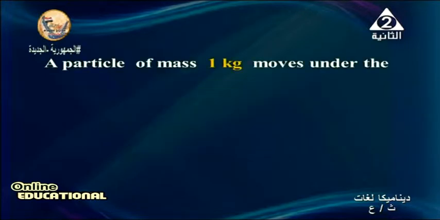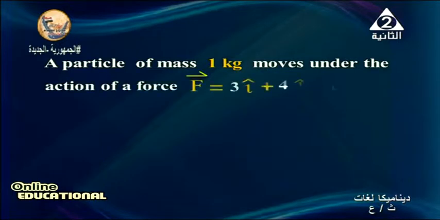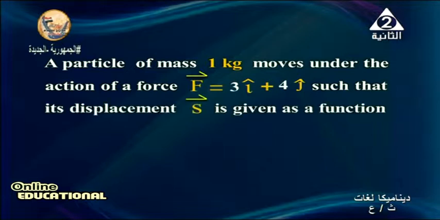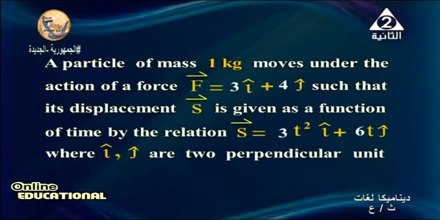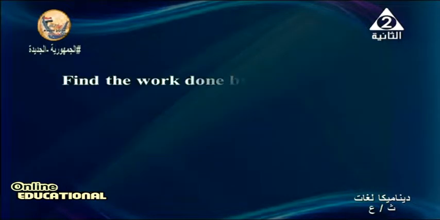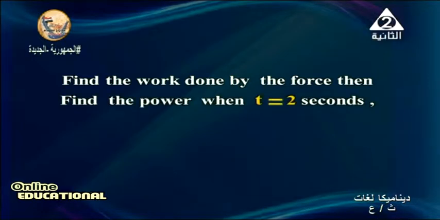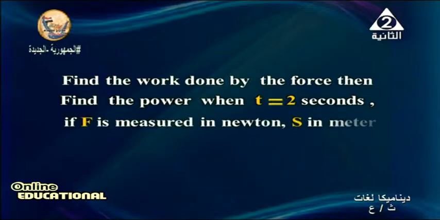A particle of mass 1 kilogram moves under the action of a force, vector F equals 3i plus 4j, such that its displacement vector S is given as a function of time by the relation vector S equals 3t power 2 i plus 6t j, where i and j are two perpendicular unit vectors. Find the work done by the force, then find the power when t equals 2 seconds. If F is measured in Newton, S in meter, and t in second.